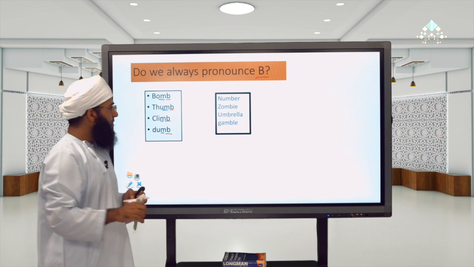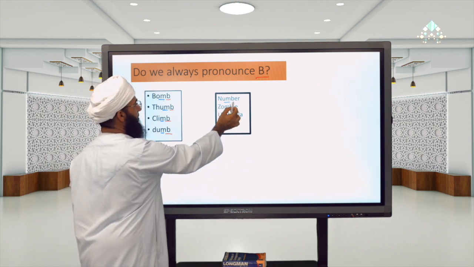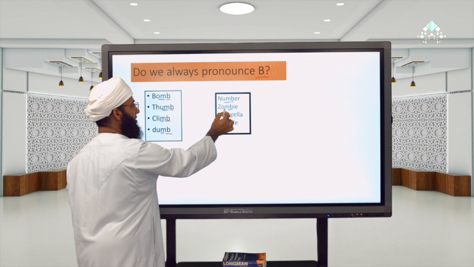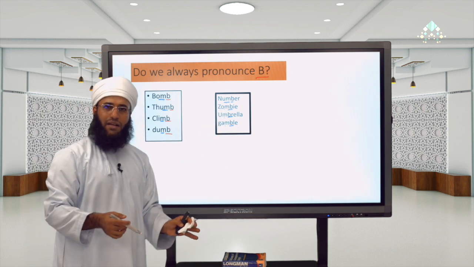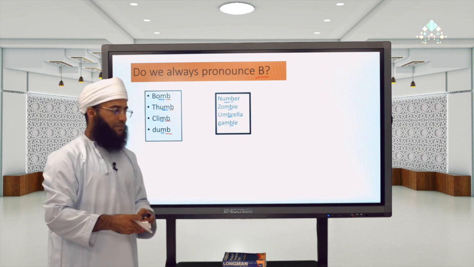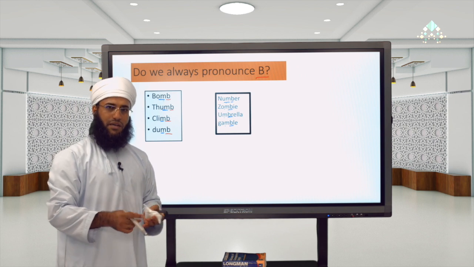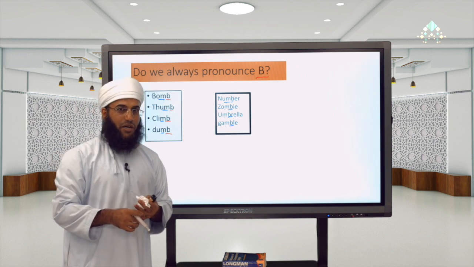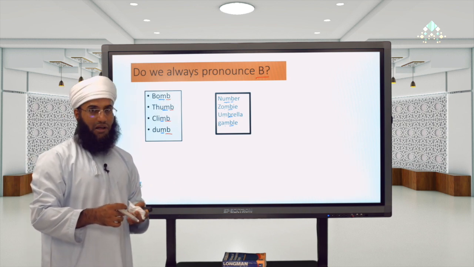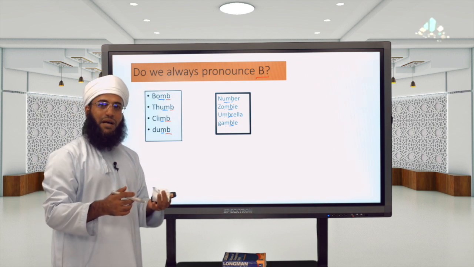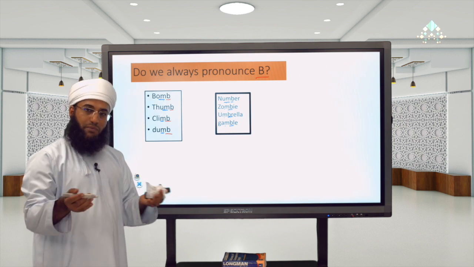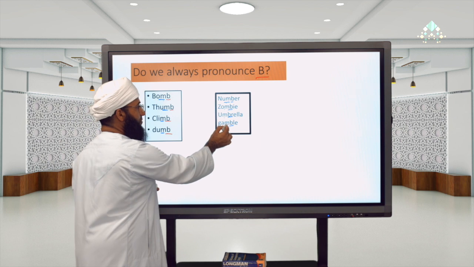Look at this. Someone will say, there is ma sound here, and there is ba sound, and before it there is ma sound. So it has ba, but do we pronounce it? What is the first one? It's number, so we pronounce it. Zombie, second one. The third one, umbrella, we pronounce it. And the last one is gamble. So we pronounce the ba sound, and before it there is ma.